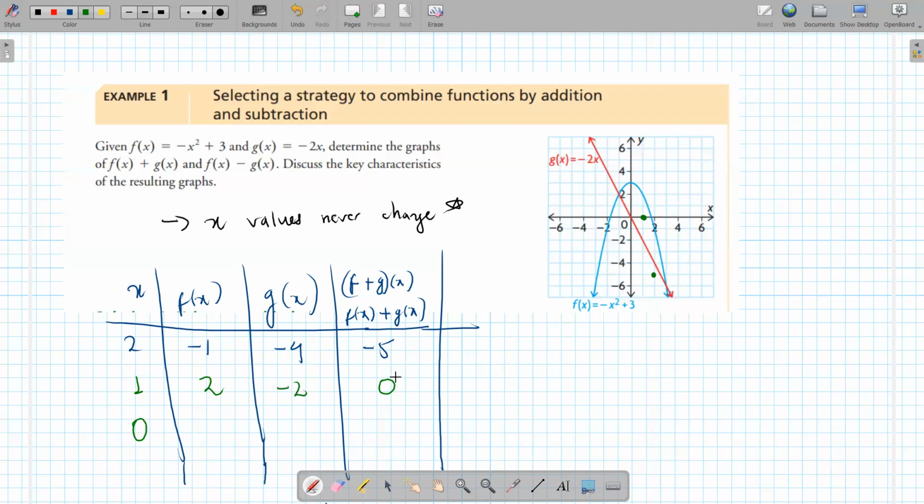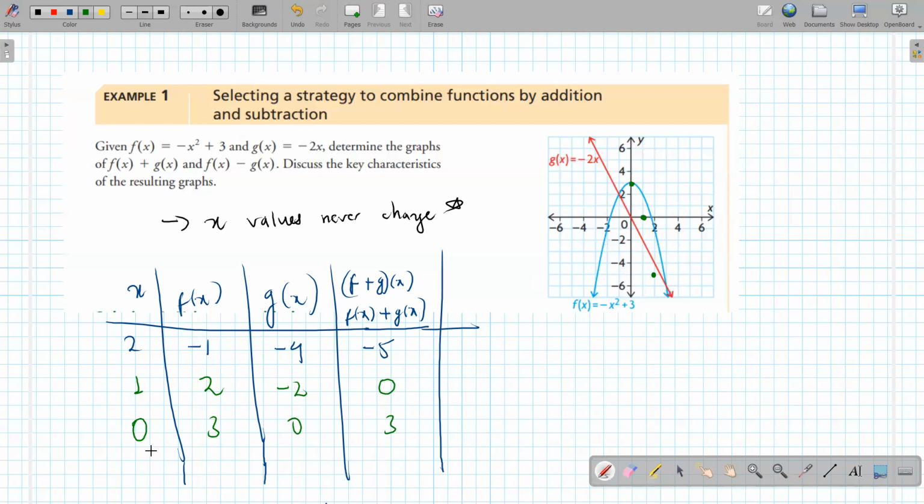Or we can do it like this. So when the x value is 0, the blue curve, f of x, the y value is 3, yeah? The red curve, what's the y value when x is 0? It's 0. That's 0, so 3 minus 0 is 3. So when the x value is 0, the y value is still 3, like that. Are you getting this?